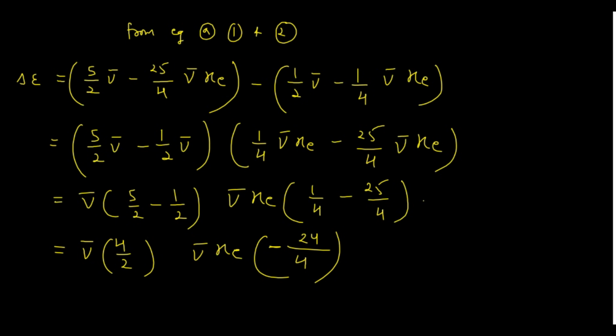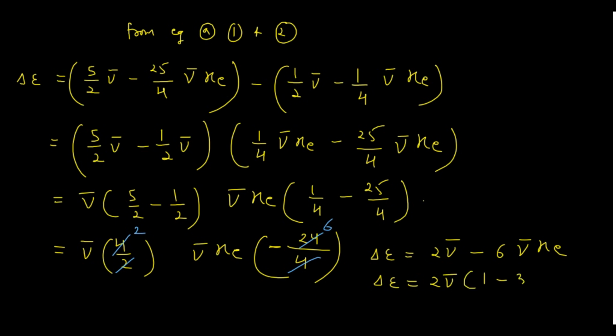So if you solve this, this will get cancelled 2 times and this will get cancelled 6 times, and the final result you will get is del epsilon equals 2 nu bar minus 6 nu bar Xe. Del epsilon equals, you can take the 2 nu bar common, then it will give you 1 minus 3 Xe. So this is the energy of the first overtone.